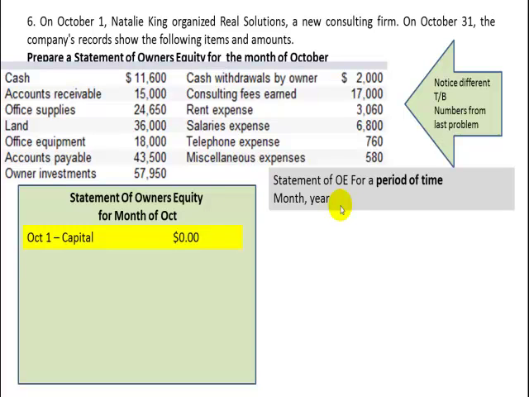We have to assume in this problem that this was the very first month this company was in business. It says a new consulting firm, and they started new on October the 1st. So on October the 1st, their capital account or their owner's equity was 0. The next thing we want to do is add things to this capital account that increase it and subtract things that decrease it, and come up with an ending balance at the end of the month, which was October 31st.